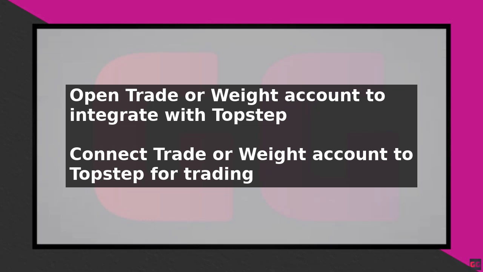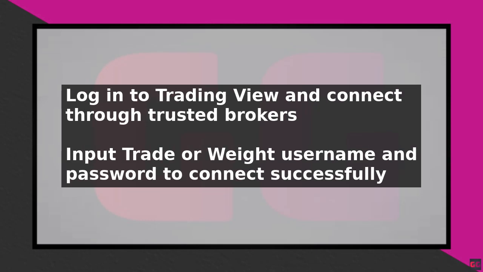It's easy. On TradingView, hover over Brokers and click on any of the featured brokers. Then, click on Trade and close the pop-up window. Scroll down to Connect through our trusted brokers and look for TradeOvate. If it's not at the top, click on All Brokers and search for it.